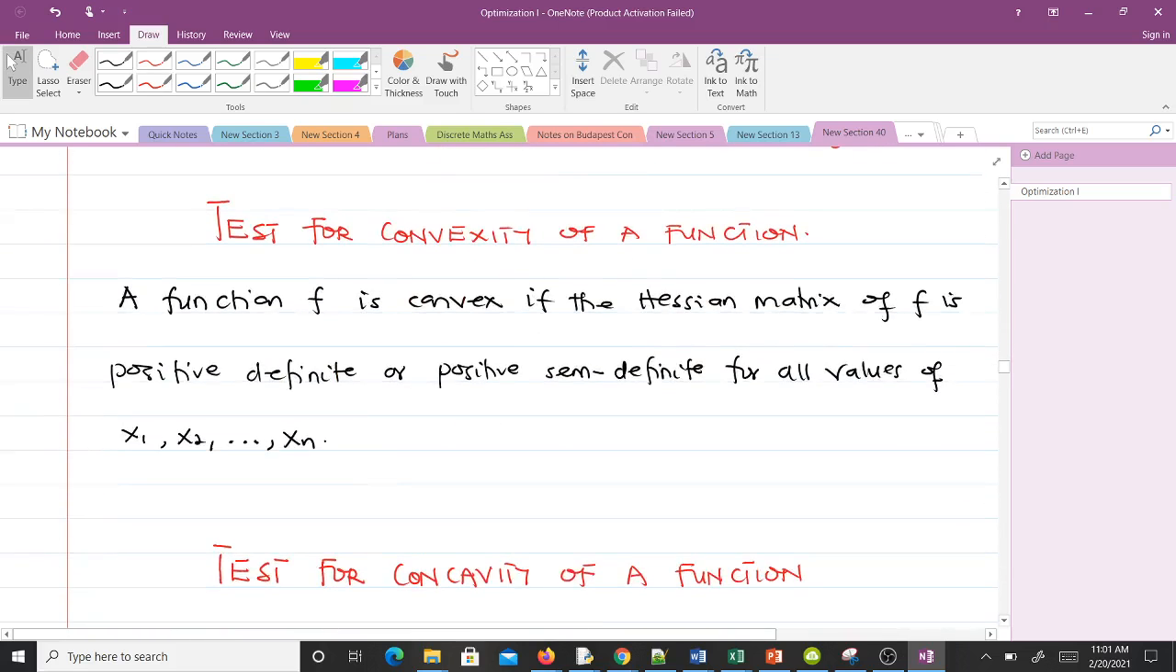So now let's go to the test. A function f is convex if the Hessian matrix of f is positive definite or positive semi-definite for all values of what? x1, x2 to xn. Now, I know by now you know how to find the definiteness of a matrix. We discussed that in our first video.